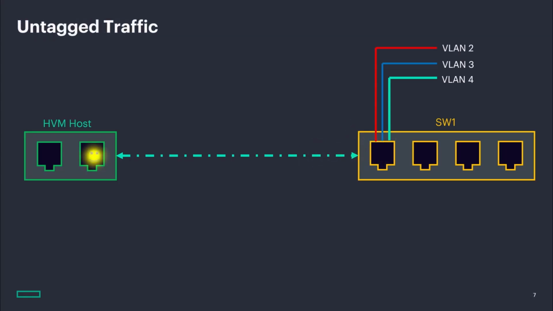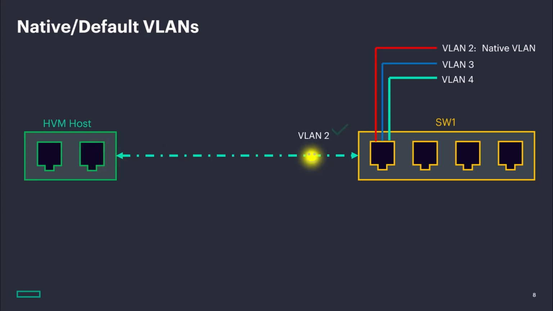Now, if a packet is not tagged on the way out of the device, when it reaches the switch or next device in the chain, the packet will be dropped since the switch does not know what to do with it. This is where native or default VLANs come in. Setting a native or default VLAN on a switch port tells the switch that if any traffic comes out of a device untagged, go ahead and tag it as that specific VLAN.